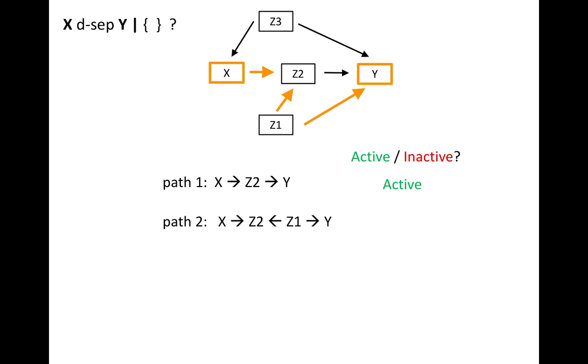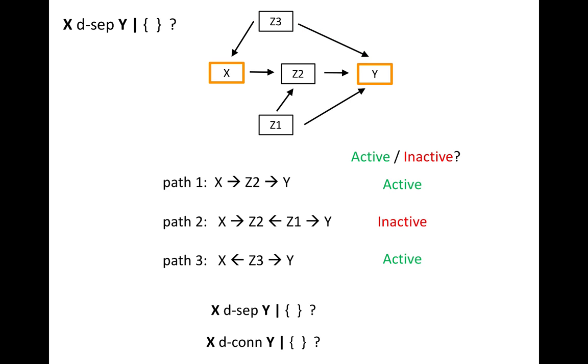Is path 2 active? Since z2 is a collider, which is inactive relative to the empty set, the path is inactive. Is path 3 active? Yes. So are x and y d-separated by the empty set, or are they deconnected by the empty set? Because there is at least one active path, they are deconnected.